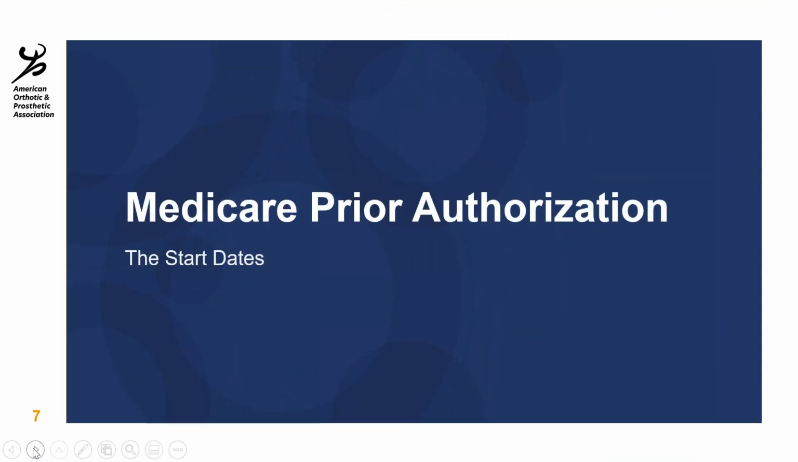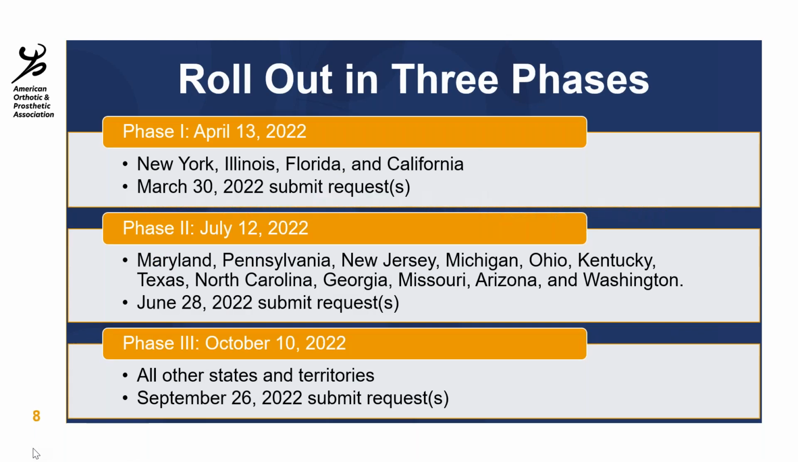We have 3 dates that are important for you to know. One is literally upon us, and that is the initial implementation of the prior authorization program for these 5 codes. It goes into effect in one state in each of the 4 DME MAC jurisdictions: New York for jurisdiction A, Illinois for jurisdiction B, Florida for jurisdiction C, and California for jurisdiction D.